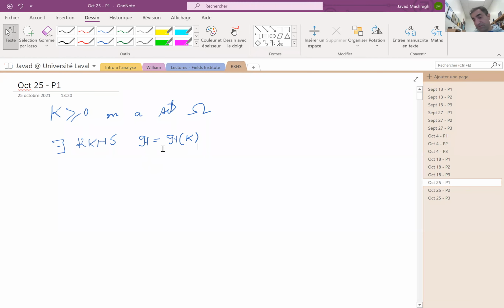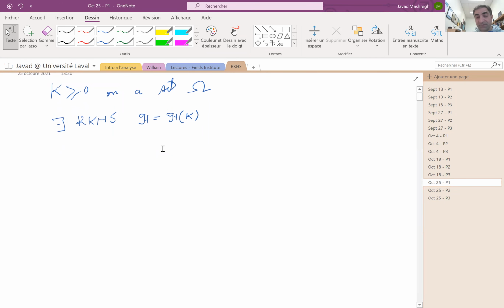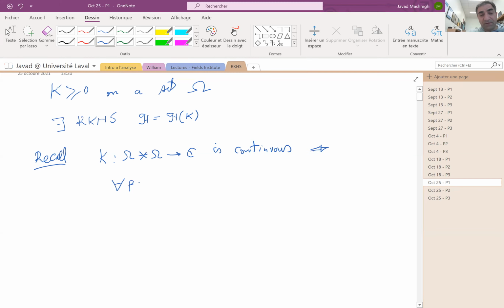And now we started already to study the effects of k on H. The first one, I mentioned, as recall, was that if k is a continuous function, Omega times Omega to C, it implies that every f in H of k is continuous.